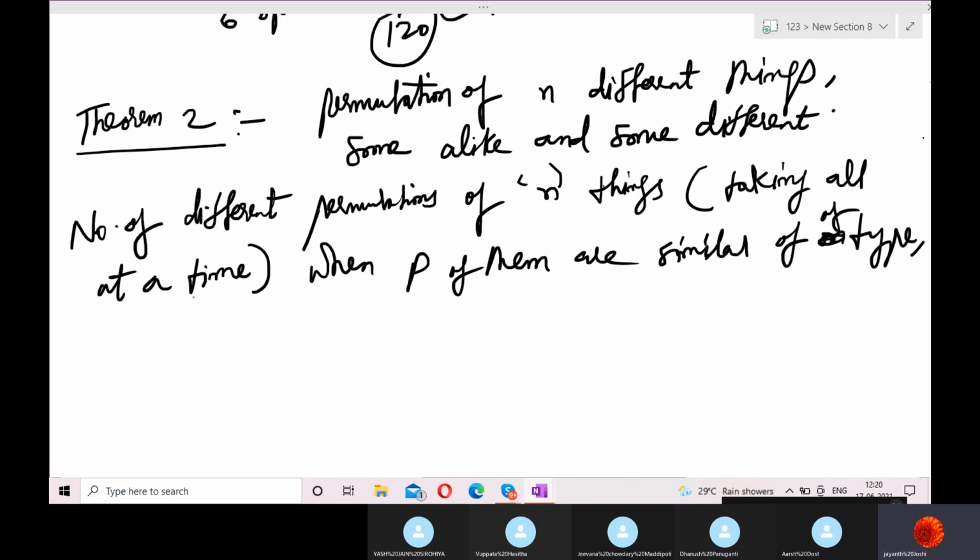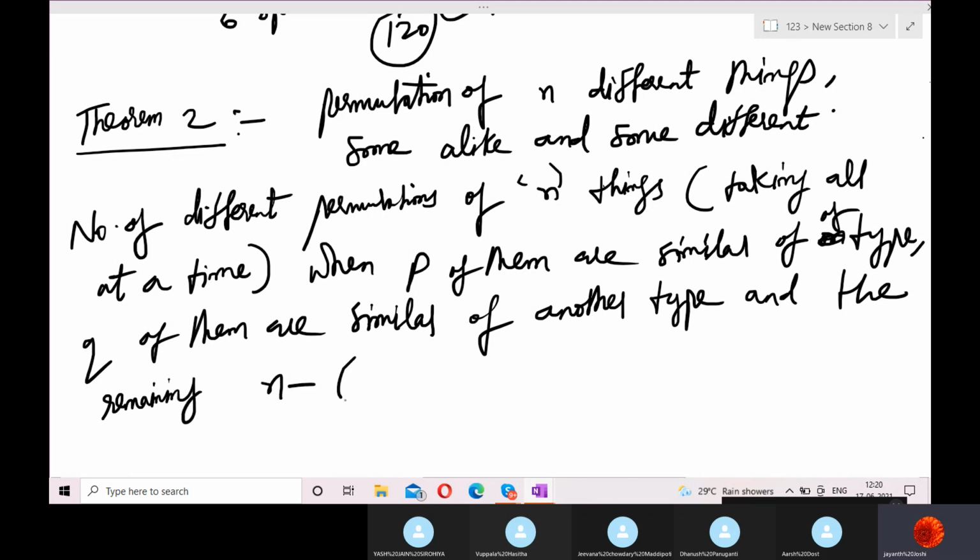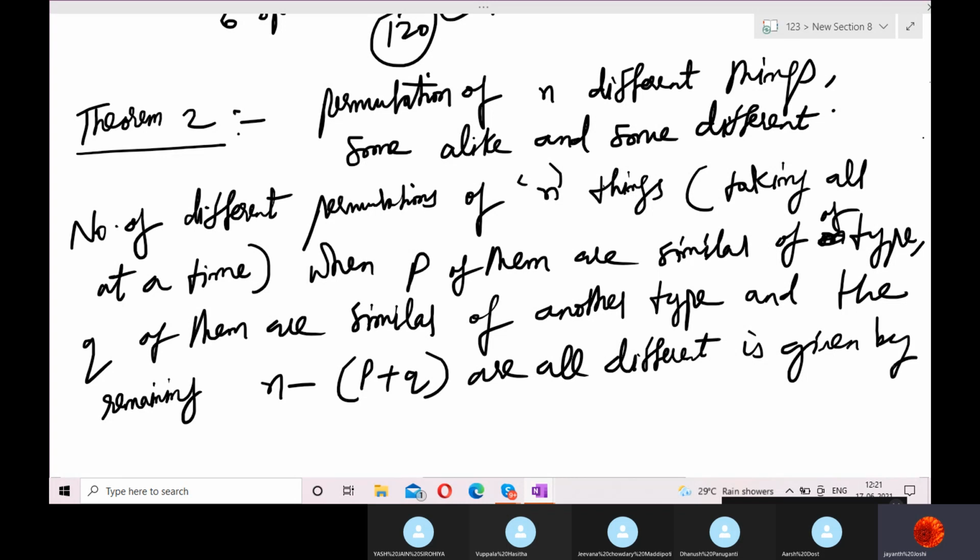It's a very simple theorem. I will tell you with the help of a question. q of them are similar of another type, and the remaining n minus p plus q are all different, is given by the formula, a direct formula you have to use.